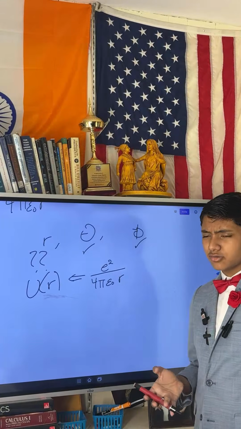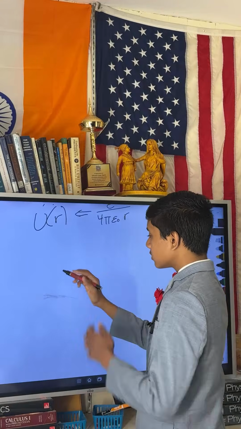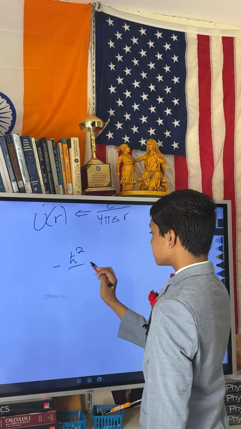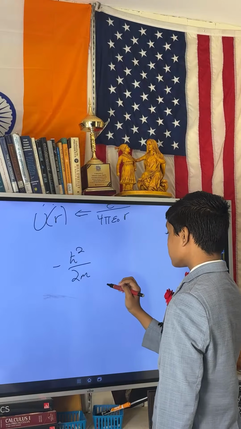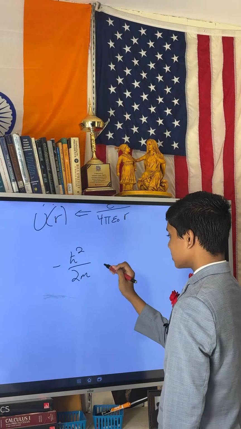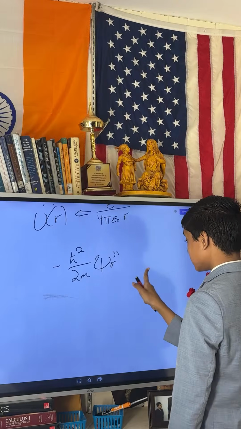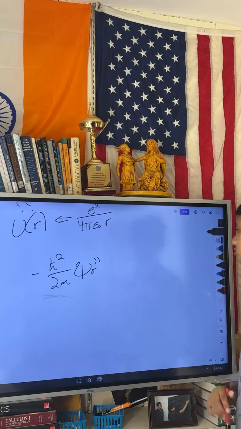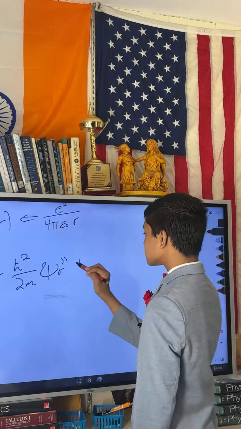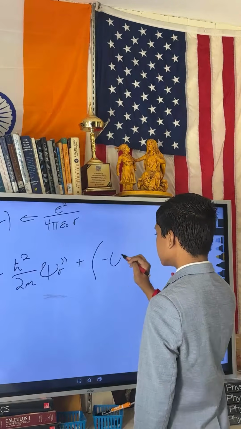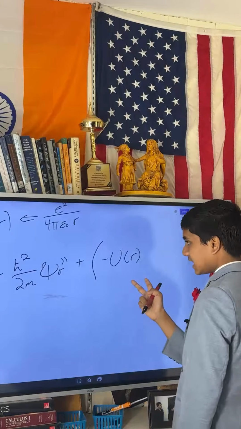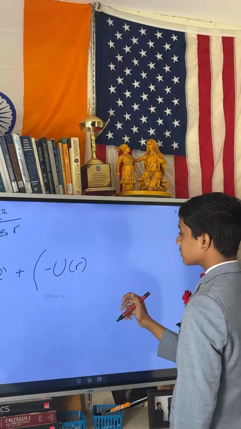Now, what is the radial equation? In general, without a potential, this is minus h bar squared over 2m. That's just a constant. Don't worry about it. Psi r double prime. That is a function. The function that we're solving for, in fact. So do worry about it. Plus minus u of r. That is the potential function. We want to worry about it.